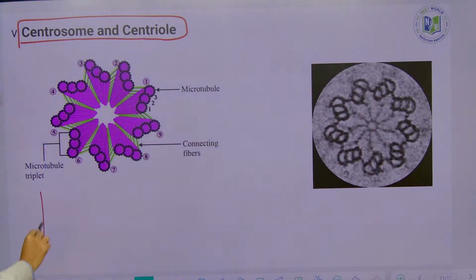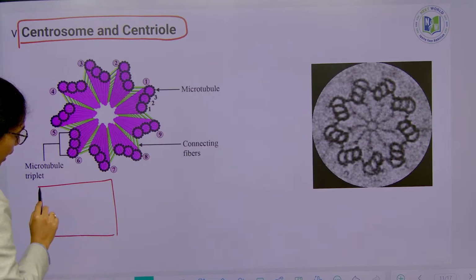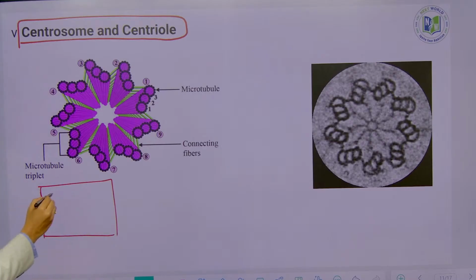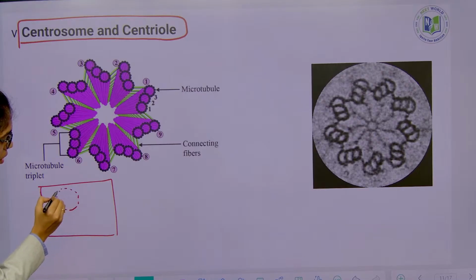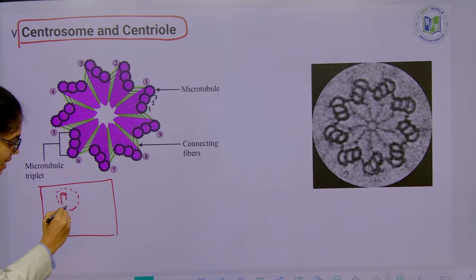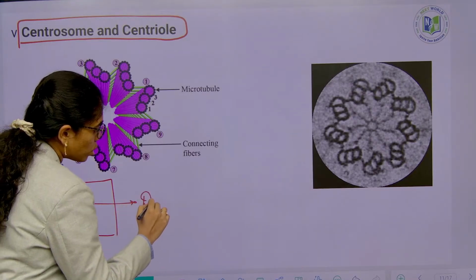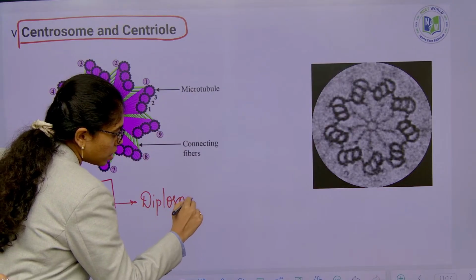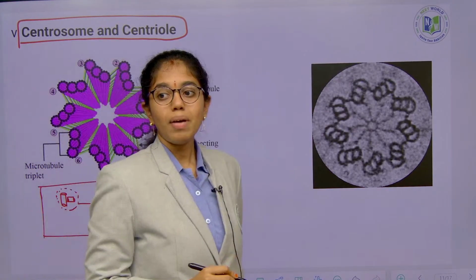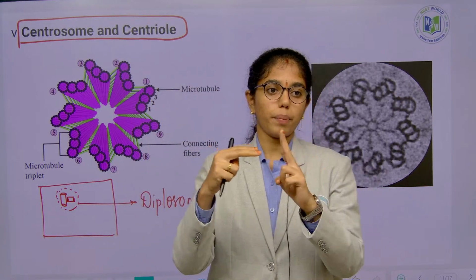Suppose I take this as a plant cell. In the cell cytoplasm, the centrosome is surrounded just like a unit layer. There is no membrane over it. And a single centrosome will have two centrioles as cylindrical structures present perpendicular to each other like this. This centrosome is also known as diplosome, as it has two centrioles arranged perpendicular to each other.